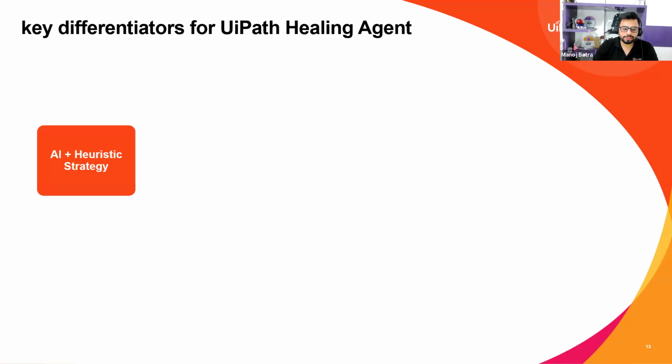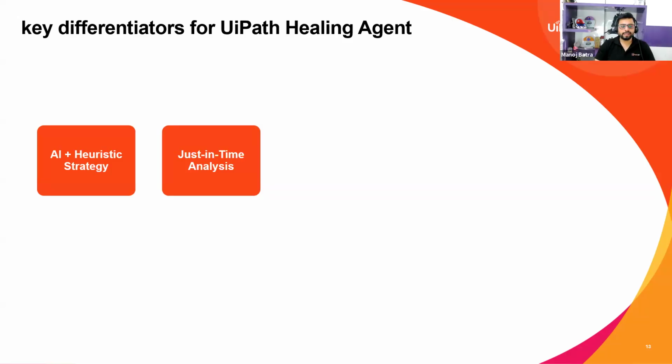But if for some reason it is not able to resolve that conflict with heuristic strategies, then obviously it will go for AI, where we have computer vision, or any ML model which UiPath has deployed, to sense, okay, this is the change that I need to implement in order to run this automation successfully.